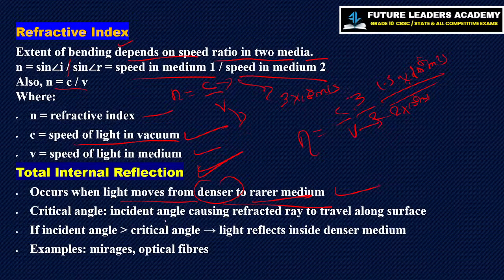The critical angle is the incident angle causing the refracted ray to travel along the surface. So if the incident angle is greater than the critical angle, then light reflects inside the denser medium.